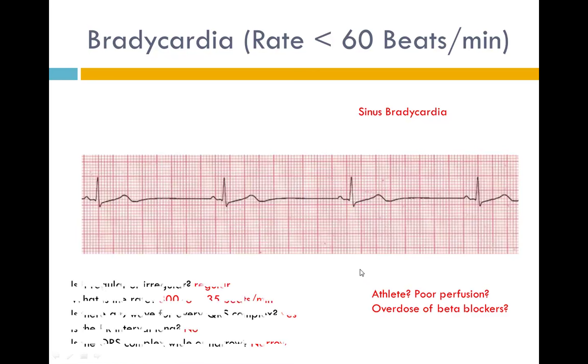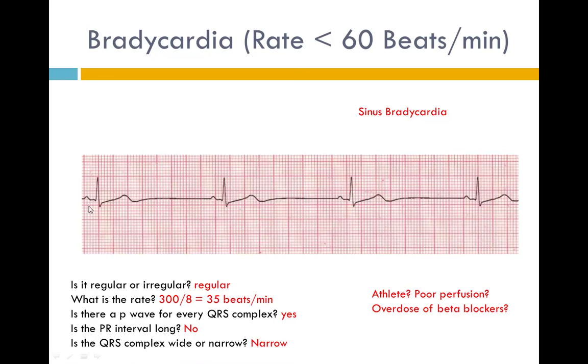The rate appears, let's start with our systematic process. The rate appears pretty regular. So again, if we march out this R to R interval, we're going to see that it maps out pretty evenly. So it's regular. What is the rate? Well, if we thought this was a 6 second strip, we could just do 1, 2, 3, 4, and it'd be somewhere around 4 times 10, 40 beats per minute.